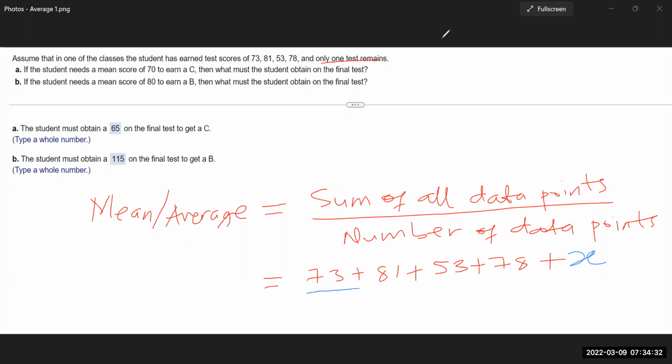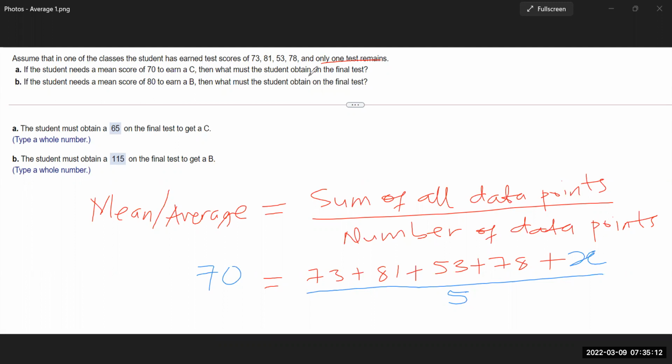So how many data points are there? We are looking at 1, 2, 3, 4, 5, including the one that is missing. So we will divide by 5. Now, it says that if the student needs a mean score of 70 to earn a C, then what must the student obtain on the final? So it is telling us that the mean is 70. So we have to look for our X. Are you good up to this point?